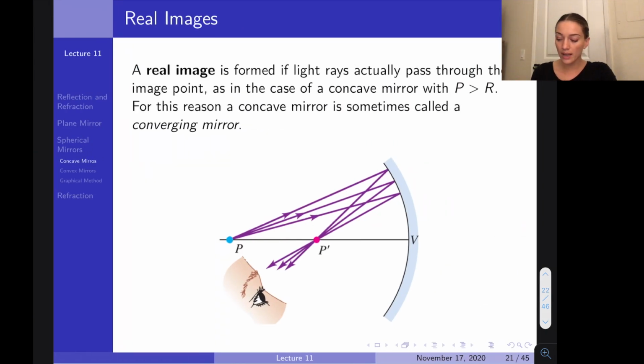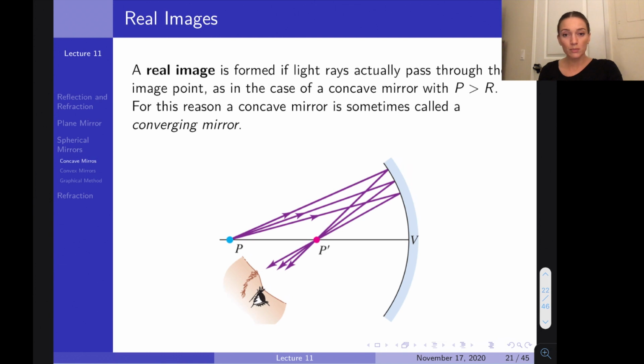Now for a concave mirror, we actually get a real image. Before, when we had those plane mirrors, we were just getting virtual images because the light rays weren't actually passing through the image point. But you'll see if you draw your rays for a concave mirror, your rays actually pass through the image point. You can see here your rays go right through the image point, so this is a real image. You can also say that your light rays converge on the image point, which is why sometimes a concave mirror is called a converging mirror.